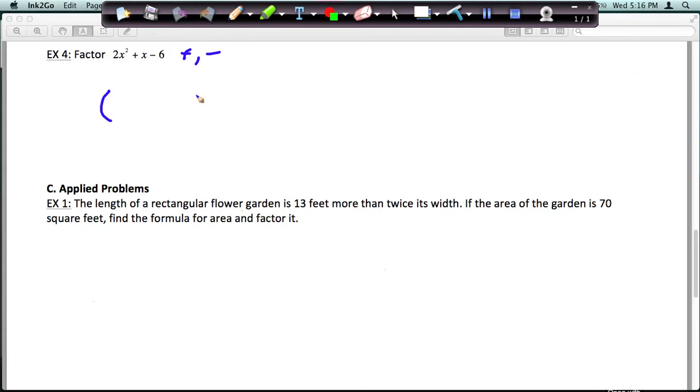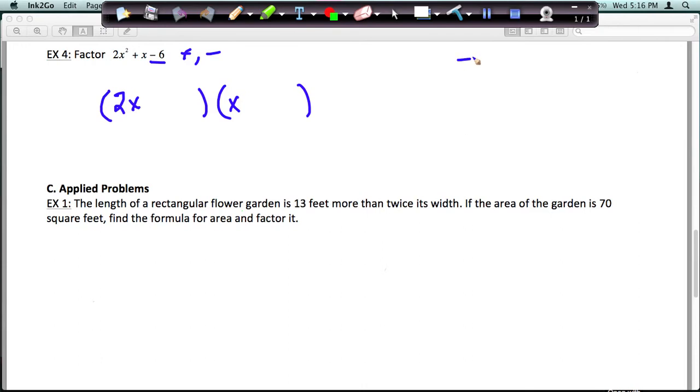So let's go ahead and draw our parentheses and start with our first term, which is 2x squared. 2 is prime, so this makes this a little bit easier. The only option is 2x and x. And then I don't know where the plus or minus sign goes. I do know my last term needs to be negative 6.